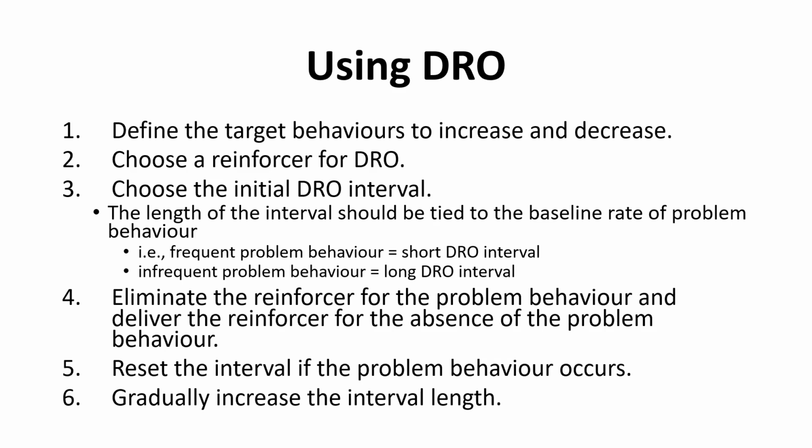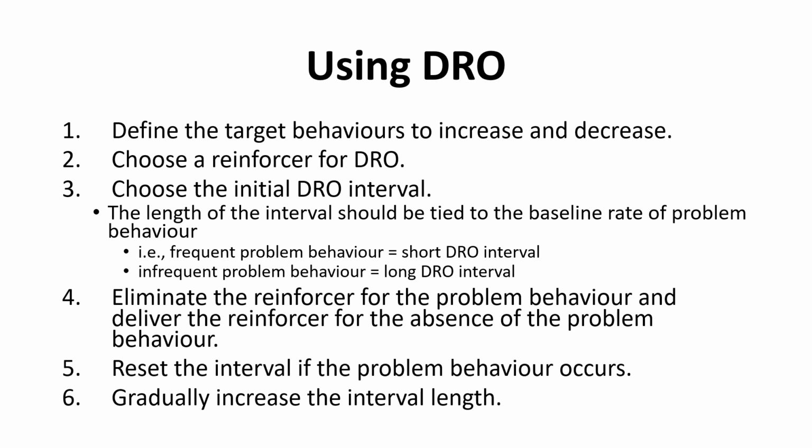So step 4 is for us to actually start eliminating the reinforcer for the problem behavior and delivering the reinforcer for the absence of the problem behavior. So we're only going to deliver reinforcement if that problem behavior is not occurring. With the child sucking their thumb, we stop reading the story if they start sucking their thumb, and we resume reading the story if they stop sucking their thumb.